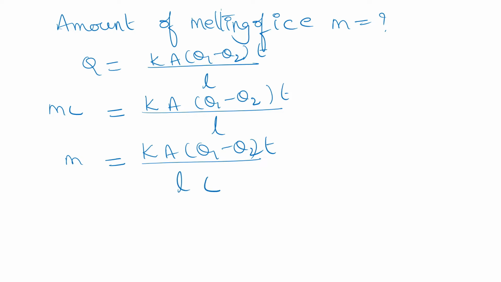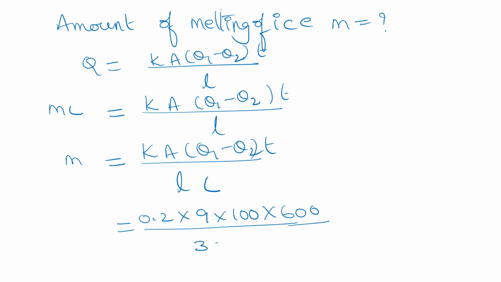Now substituting all values in this, we get K as 0.2 and A as 9, and theta 1 minus theta 2 as 100 minus 0, 100, and T as 600 seconds, converting 10 minutes, and L as 3, and here the latent heat of ice is given as 80.